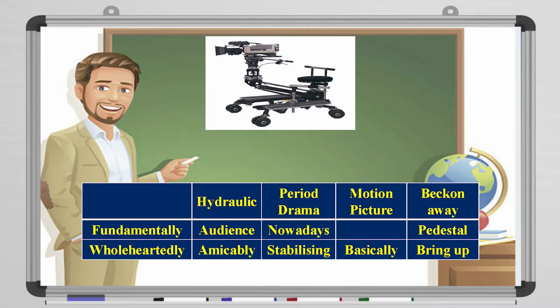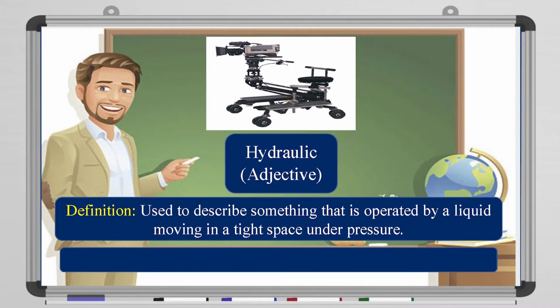This might be a little bit difficult, but I'm going to give you a hint. The camera is being lifted using a type of system. What system is it using? Did you get it? No? Yes? Let's check. The word is hydraulic, so it's being lifted using a hydraulic system.